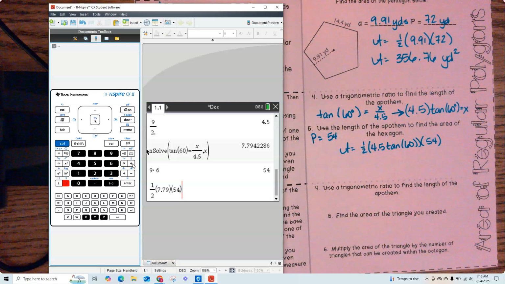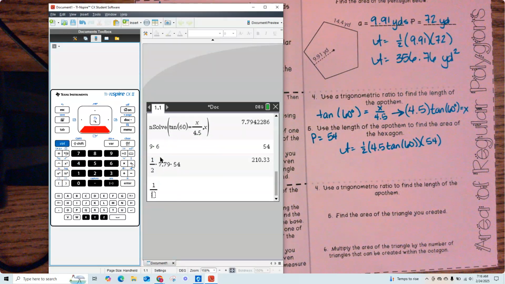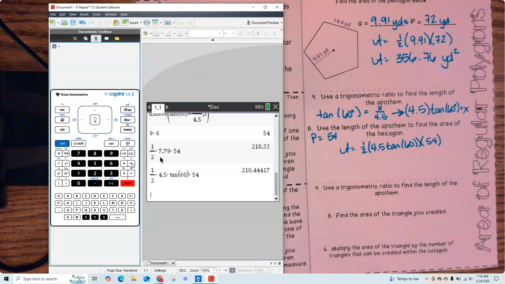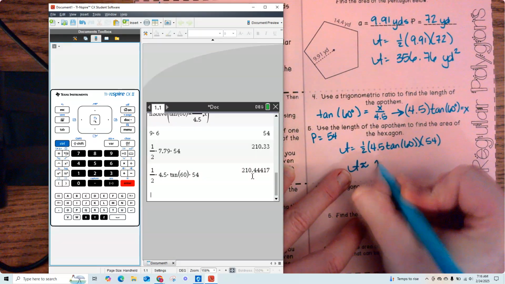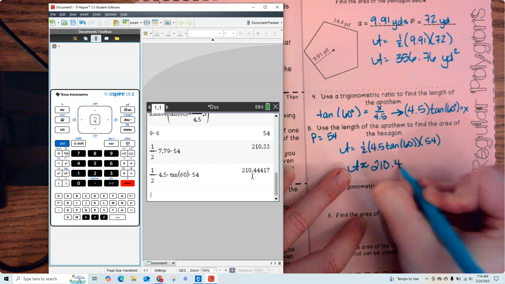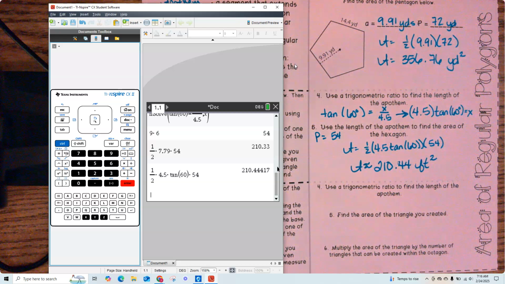And then the perimeter is still 54. My answer is 210.33. So now let's use the expression instead for the apothem, the 4.5 times 10 times 60, and then times the 54. It changes your answer. I know it's slight, but when we have to round, there's a difference between 0.33 and 0.44. So we're going to be using probably the expression rather than the decimal for these. And this is feet. So feet squared.